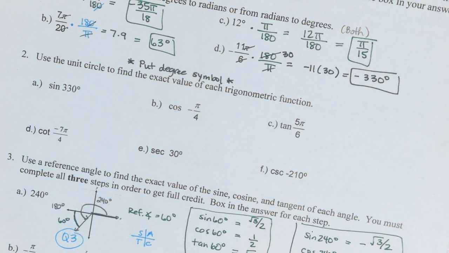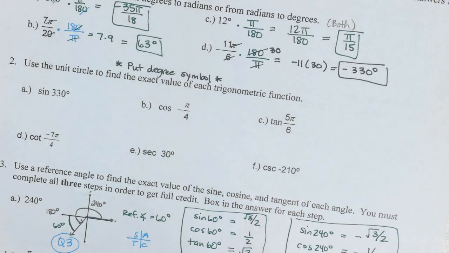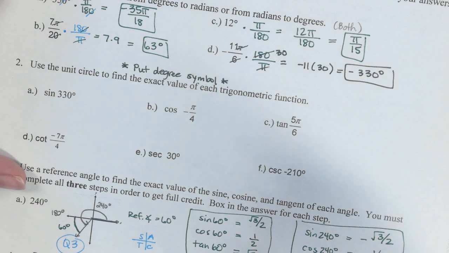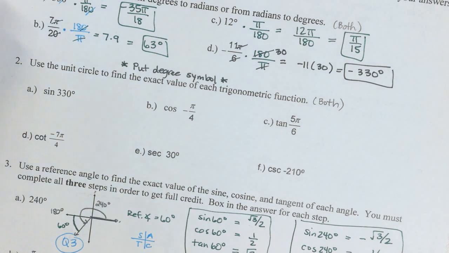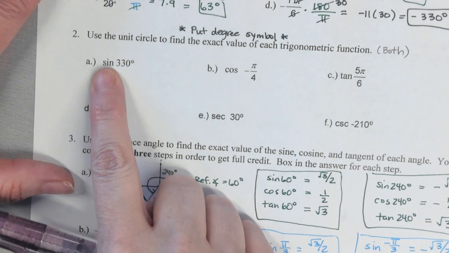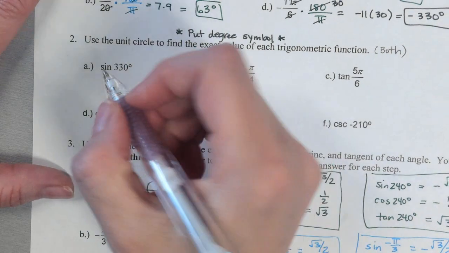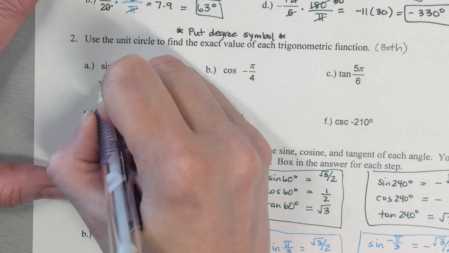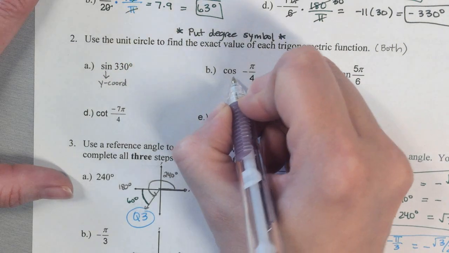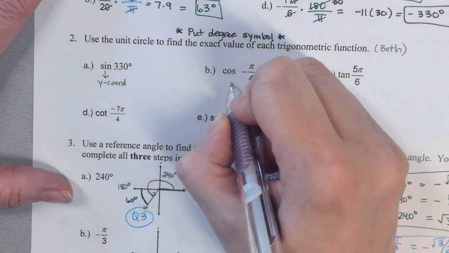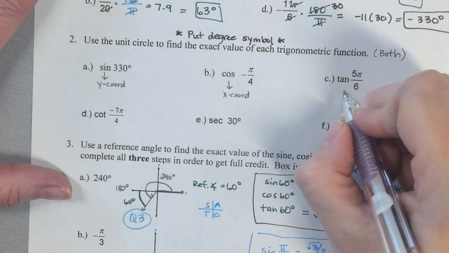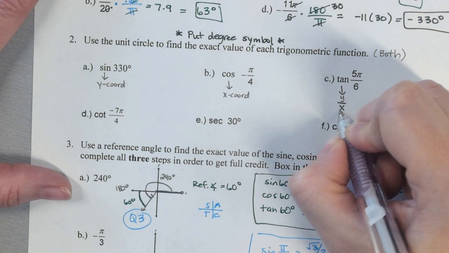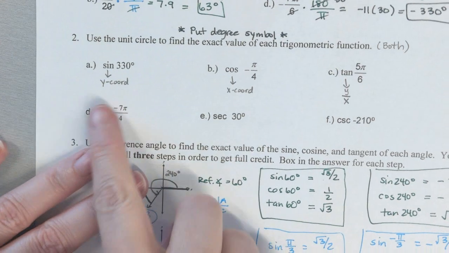All right, now for number 2, it says use the unit circle to find the exact value of each trig function. These are going to be on both sections, so some of them you've practiced already without the unit circle, so I'm going to show you how to do that using both, because I feel like you guys are really good if it's a unit circle. If it's on the unit circle, all we have to do is go to 330 degrees and find what coordinate? The y coordinate. Okay, for the cosine, if it's a negative pi over 4, we find the x coordinate at negative pi over 4. The tangent is y over x.